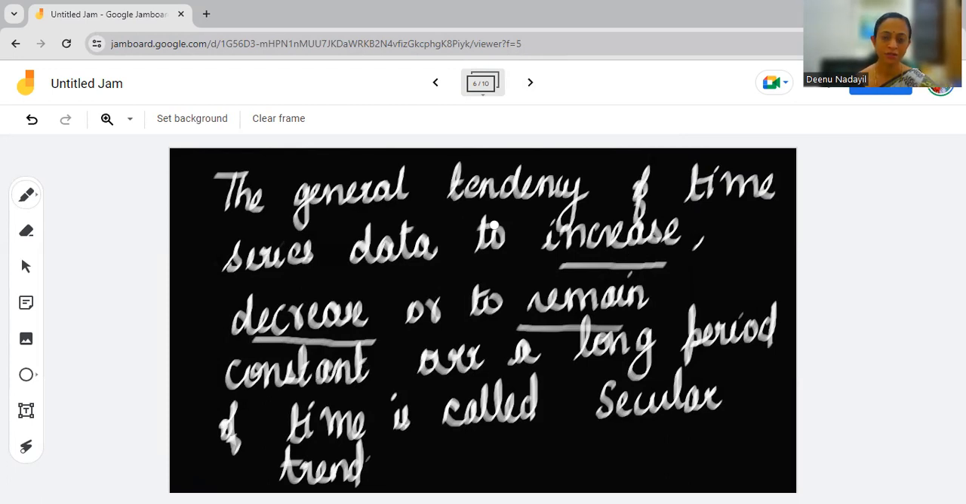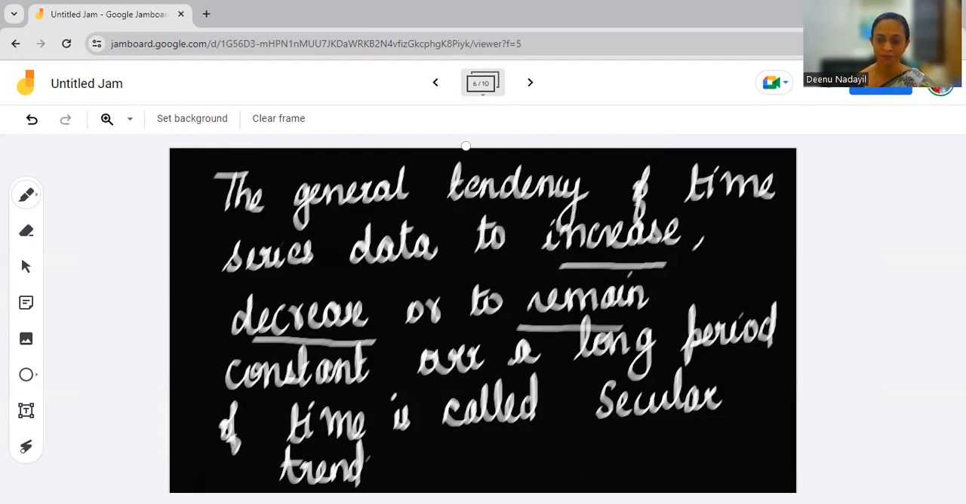For example, what can you say? Steady increase in population of India in the past many years is an upward trend. Okay, so that is one example. And then what else can you say? Death rate showing a downward, decreasing trend due to advancement in medical facilities. Another example. So constant increase or decrease or remaining constant, all those will come in secular trend or long-term movement.